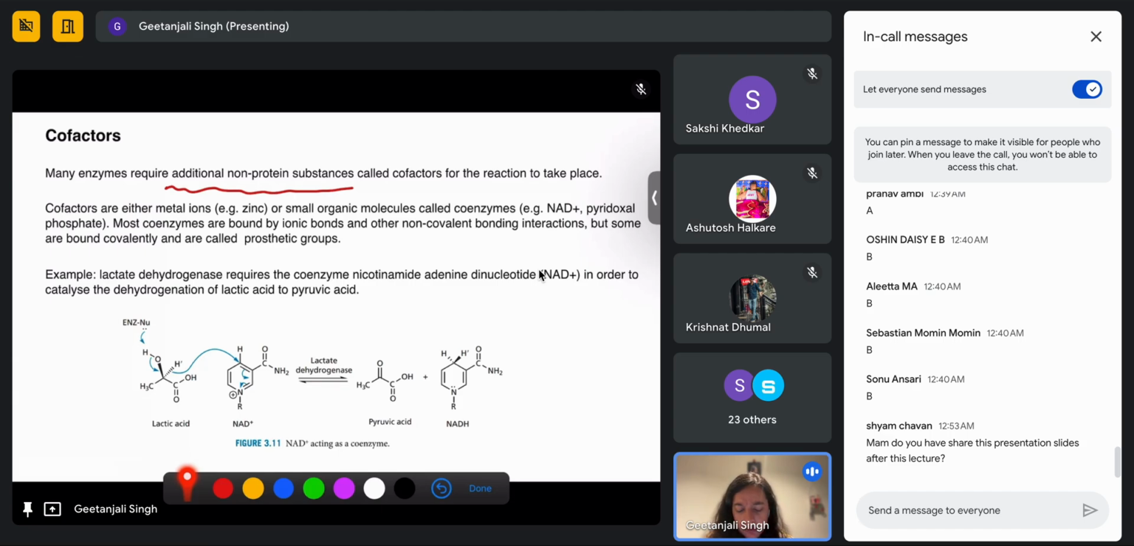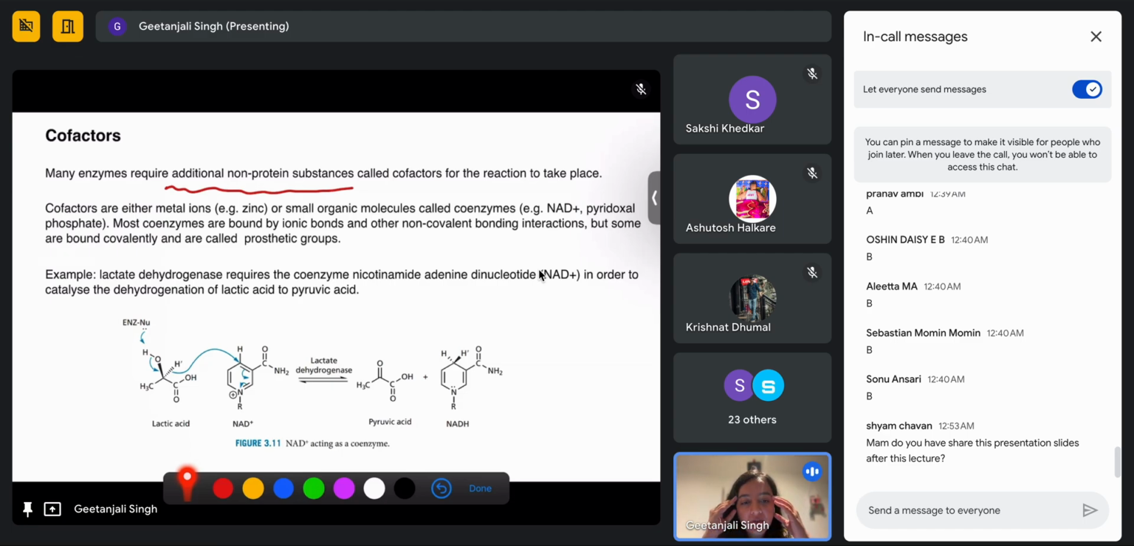Most of the coenzymes have ionic bonds and non-covalent interactions. Why don't they prefer covalent? Because this has to be reversible. If you form a covalent bond, it's very difficult to break it. So even for medicine, we prefer non-covalent interaction because those reactions are reversible, and it's easier to break them.